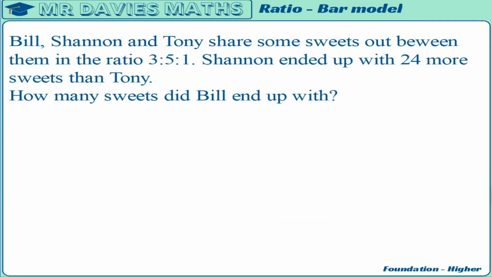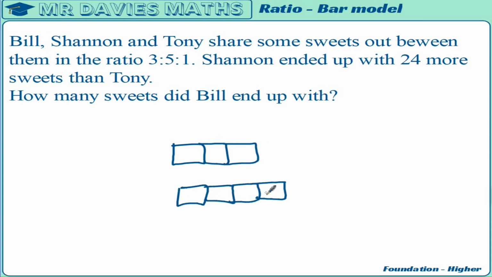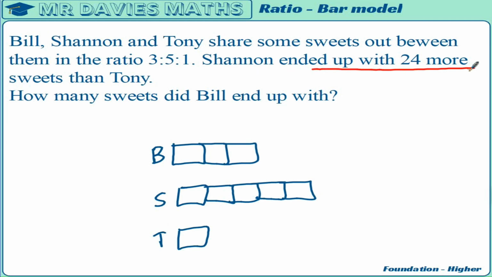Okay, Bill, Shannon and Tony share some sweets between them in the ratio of 3 to 5 to 1. Shannon ended up with 24 more sweets than Tony. So get the idea. Here come my boxes. 3 to 5 to 1. We've got Bill, we've got Shannon, we've got Tony. The information we're given is Shannon ended up with 24 more than Tony.